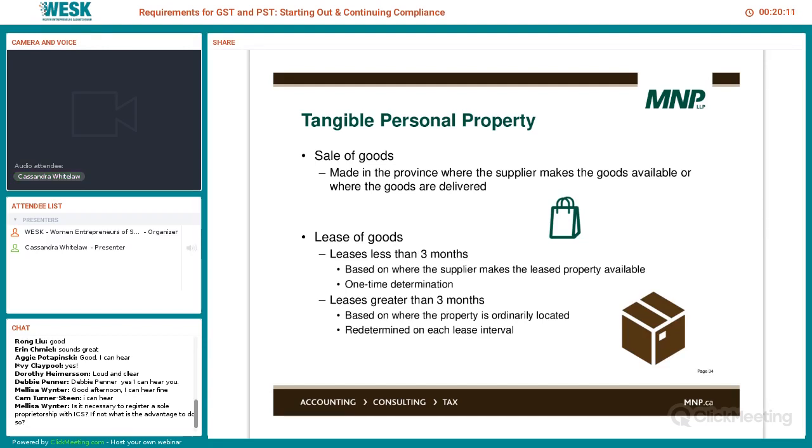For leases, it depends on the length of the lease term. Any leases that are less than 3 months will be based on where the supplier makes the leased property available. For leases that are greater than 3 months, it's going to be based on where the property is ordinarily located. So if you rent something in Ontario, but you've used it exclusively in Alberta, then you'd be charging GST because it's determined to be in Alberta. And this is redetermined on each lease interval. So every time you renew your lease, you have to look at where the property is ordinarily located.